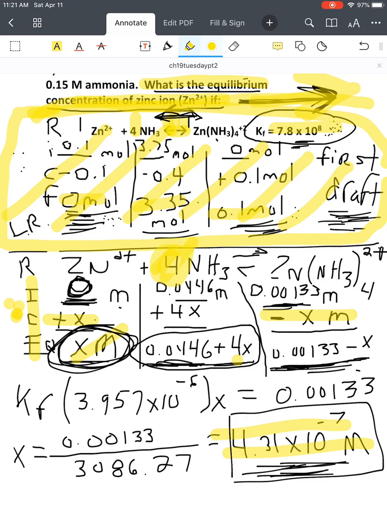All right, so I hope you enjoyed this problem. Complex ion equilibrium is kind of fun. It's an interesting concept. A lot of really interesting chemistry goes on in the aqueous phase that sometimes we just kind of gloss over and don't think much about.